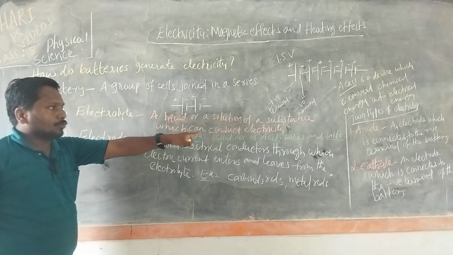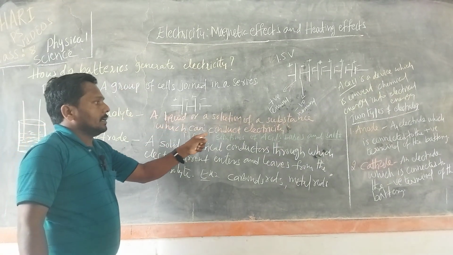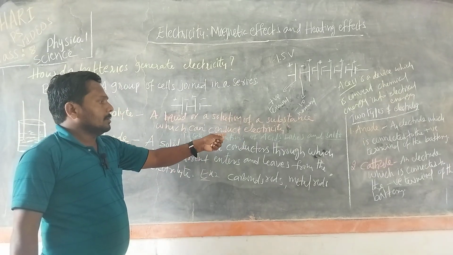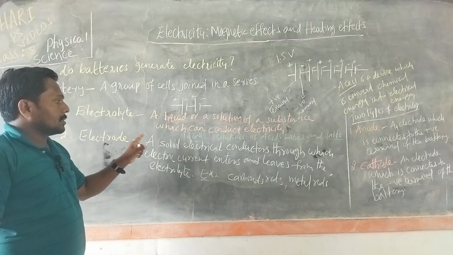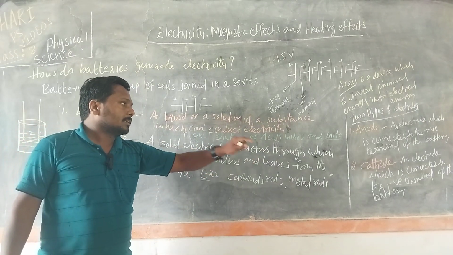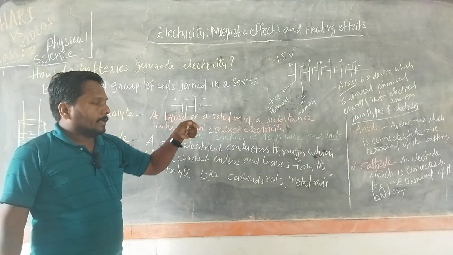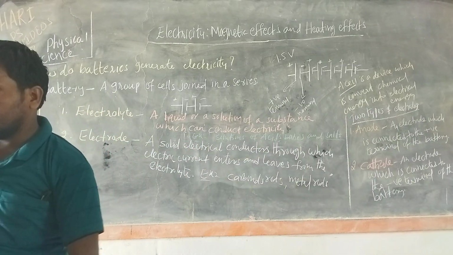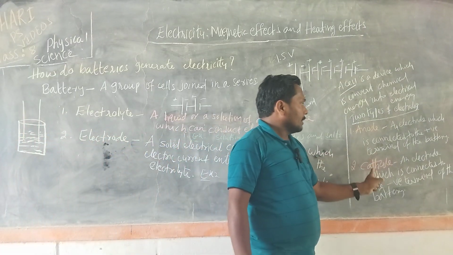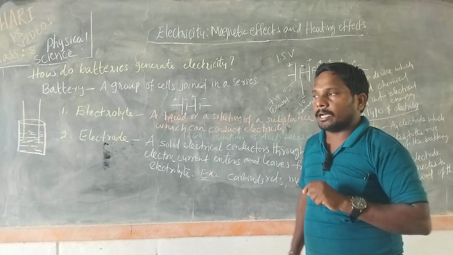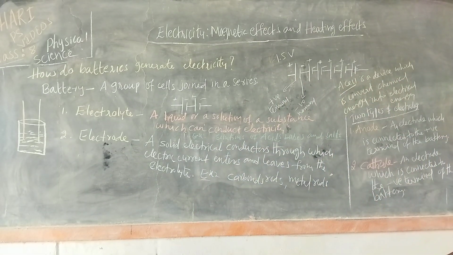Electrolyte, a liquid or a solution or a substance which can conduct electricity. Example: solution of acids, bases and salts. Electrodes, a solid electrical conductor through which electric current enters and leaves the electrolyte. Two kinds, anode and cathode. So these are some terms which are related to battery.